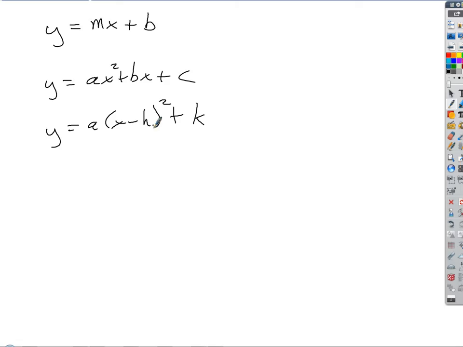What does h control? Okay, so it's taking that vertex, which is usually at 0, 0 for our parent function, and it's giving us the x-coordinate of the vertex. In other words, how far was the parent function slid horizontally, and what is k?